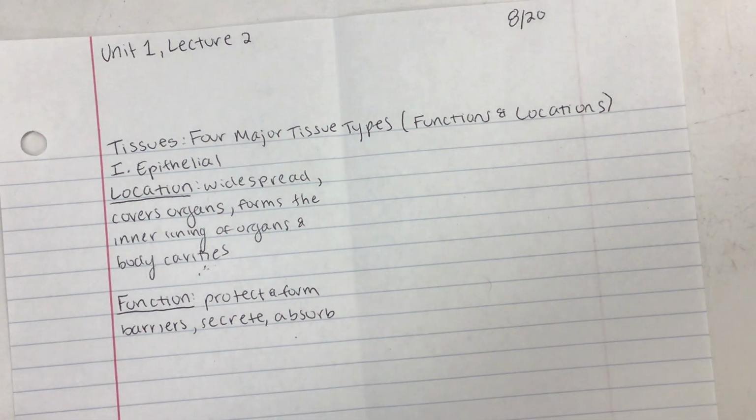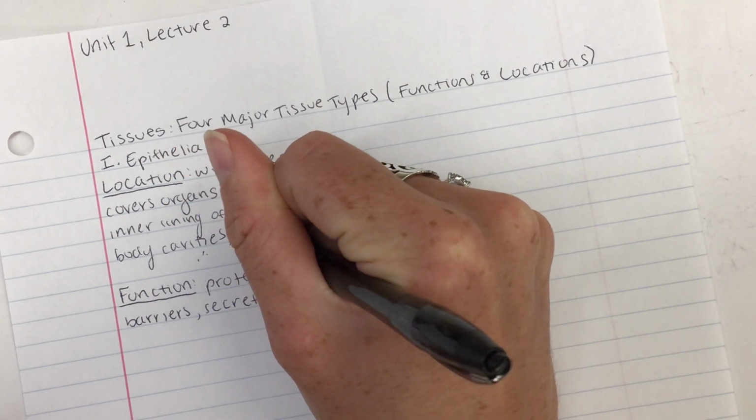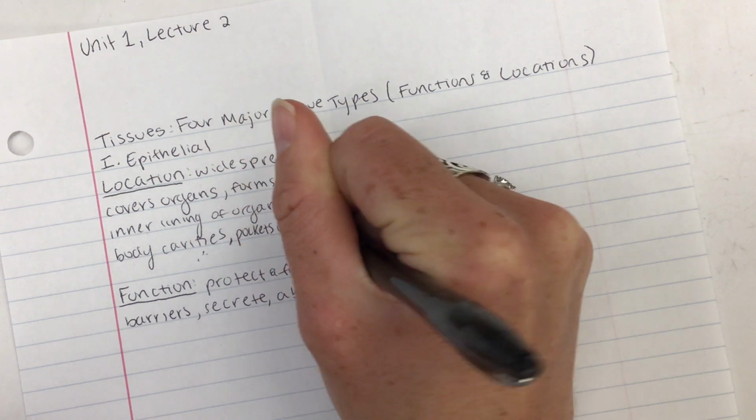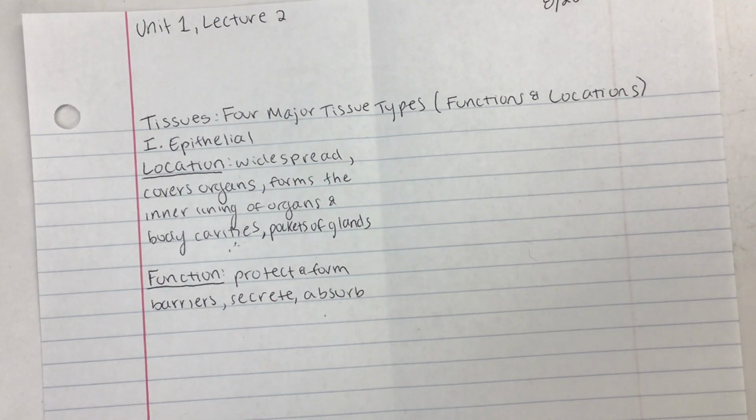I want to add one more thing to location. Let's go back up there and just add pockets of glands, because they are in the pockets of glands too, which makes sense, because if you think about sweat glands, and sebaceous glands, which we'll talk about in our next unit, or even glands in the digestive system, they're going to be secreting enzymes, secreting sweat, secreting various substances in those little pockets. That's usually what glands are for, secreting things. So that's a good thing to add. All right, so now we have location and function. So let's go over to this other column.